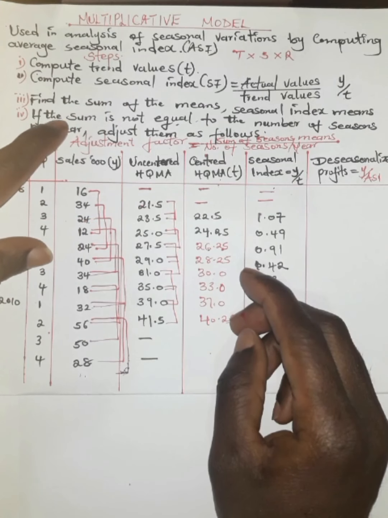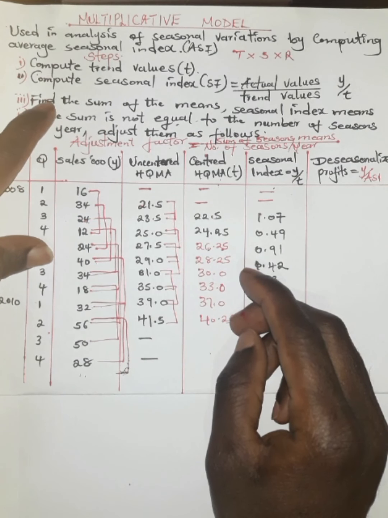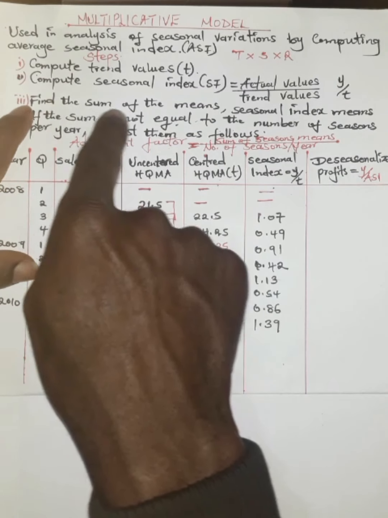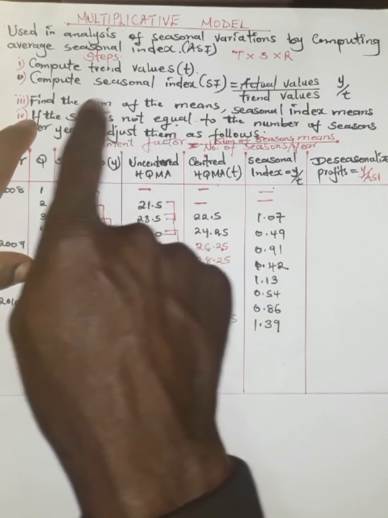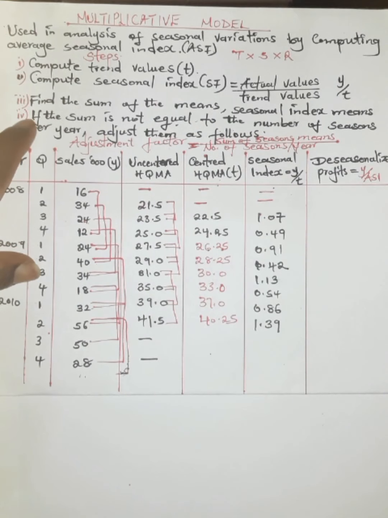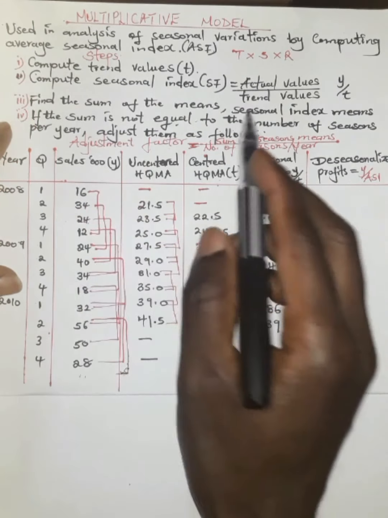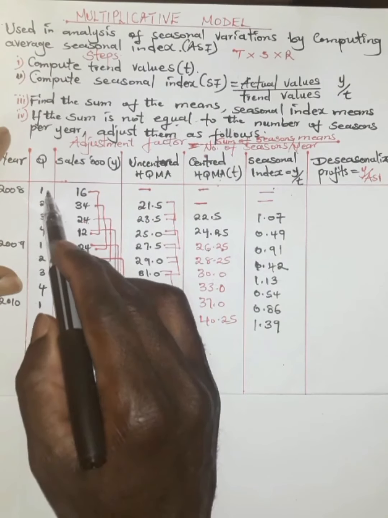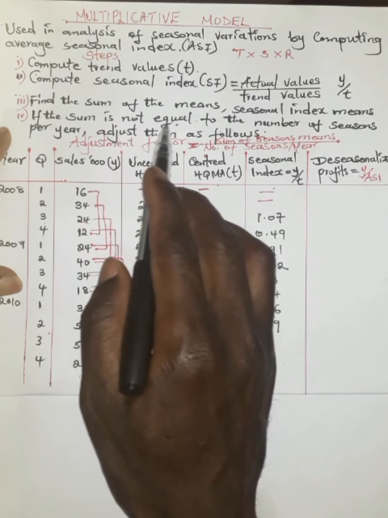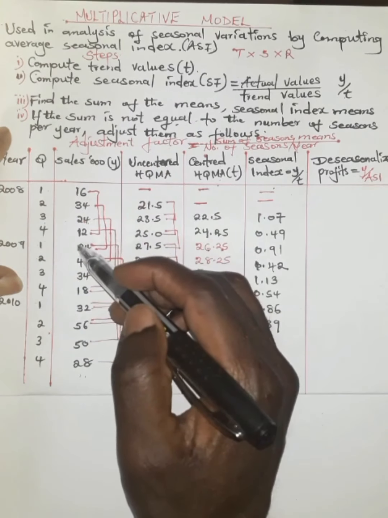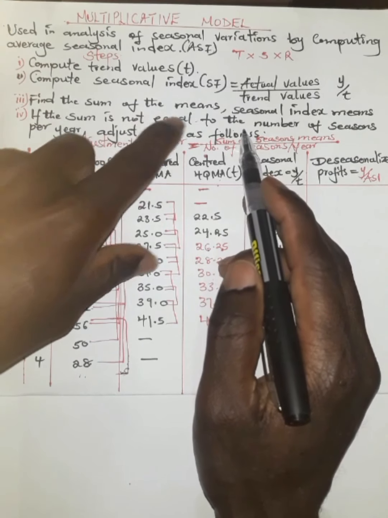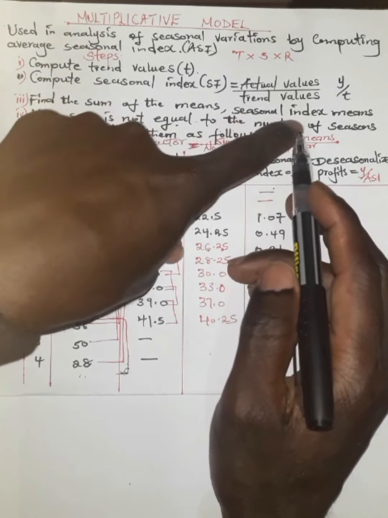We can now go ahead and compute the average seasonal index by finding the sum of the means, that is step 3, and then comparing if the sum of the means is equal to the number of seasons. In this case, our number of seasons per year is 1, 2, 3, 4, 1, 2, 3, 4 for each year. If the sum of the means is not equal to the number of seasons, which is 4, we shall do the adjustment factor. So how do we get the sum of the means or the seasonal index per year?